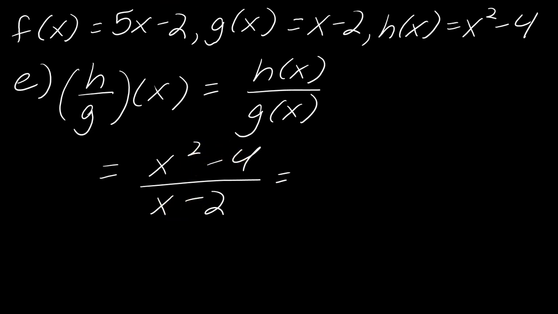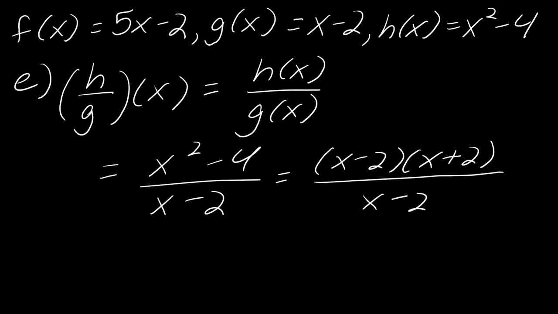What I notice is that x² - 4 can be written as (x - 2)(x + 2). So I can actually factor that, and in factoring that, that allows me to cancel out the x - 2's. And so then I'm just left with x + 2. So anything can happen when you're doing these function operations. So you just need to think about all of the math that you know.